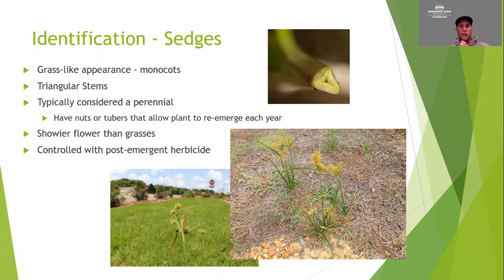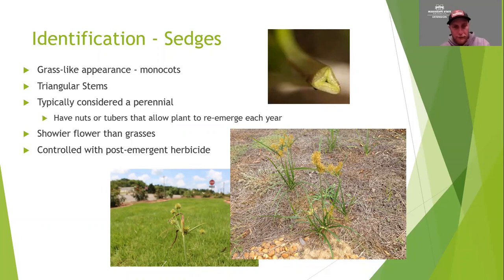They do have a little bit showier flower than grasses. You can see here, this yellow nutsedge in this flower bed has a much showier flower. Again, it's not like the azaleas or your hibiscus or anything like that, but it's still much more showy compared to the grasses. And these are usually controlled with a post-emergent herbicide as compared to a pre-emergent herbicide.